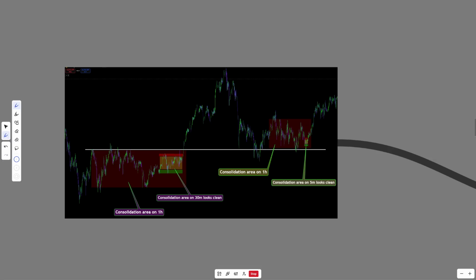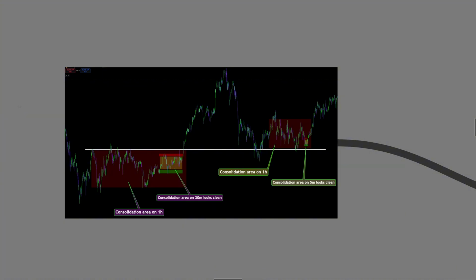Okay, so step 1, wait for the London or New York session. I never take a breakout inside consolidating during the Asian session. Volume is weak and most breakouts fail. But during London or New York, banks enter, liquidity enters, and the breakouts become real.